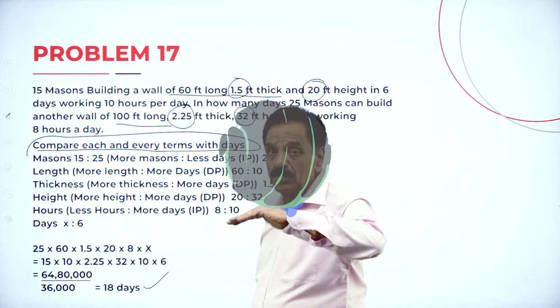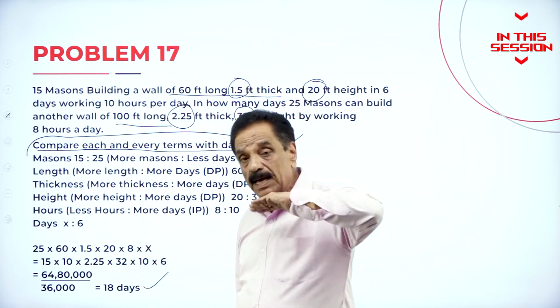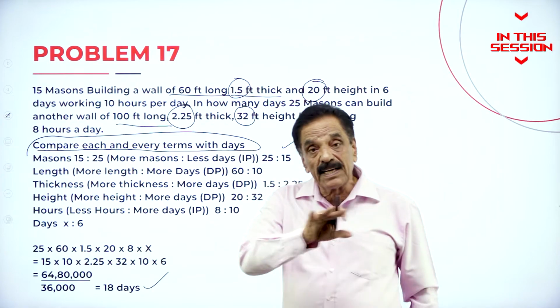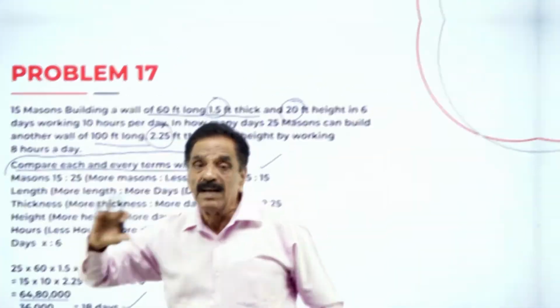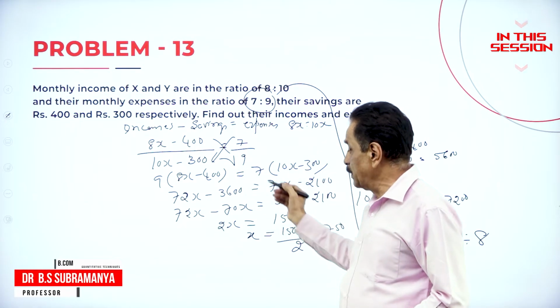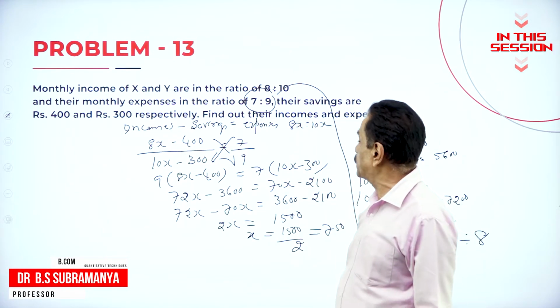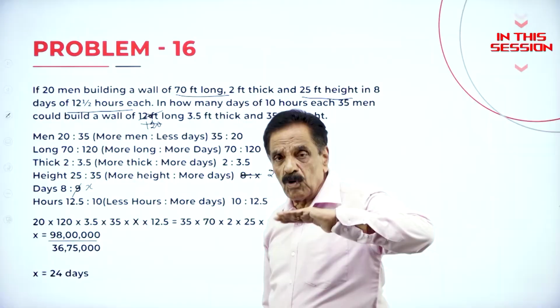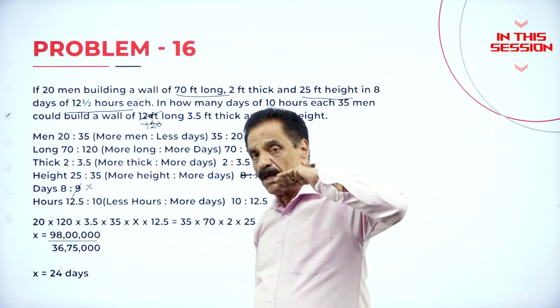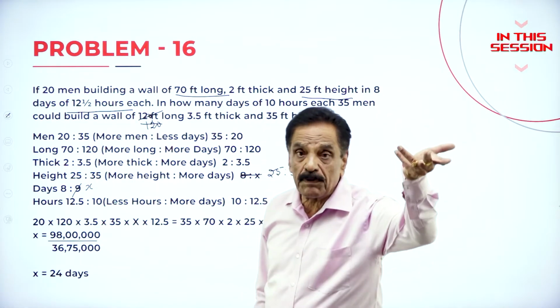If the days decrease, it is inversely proportional. If the level increases, it is directly proportional. Write the same as it is. Slowly you have to cross multiply. Substitute the X value here. Income minus savings is equal to expenses. I apply the law. More men, more days, directly proportional. More men, less days, inversely proportional.